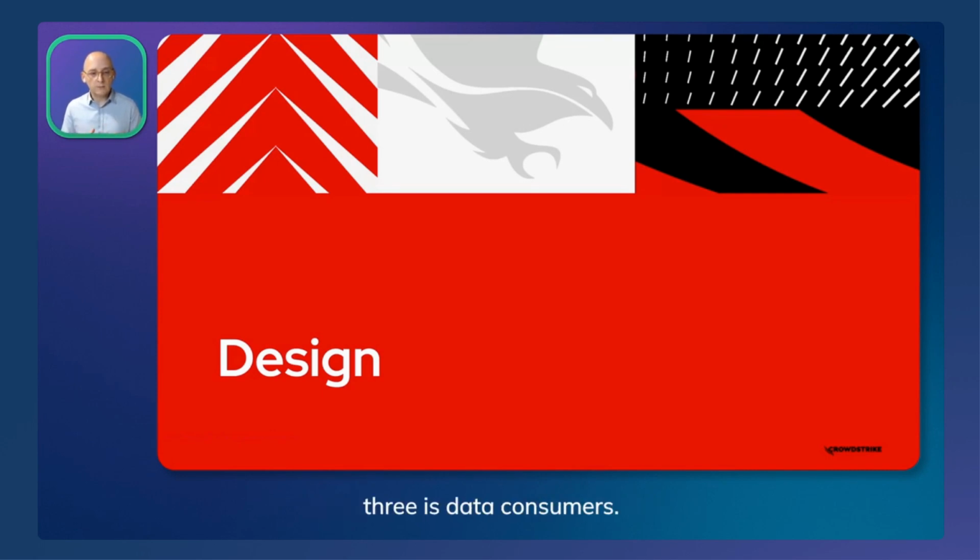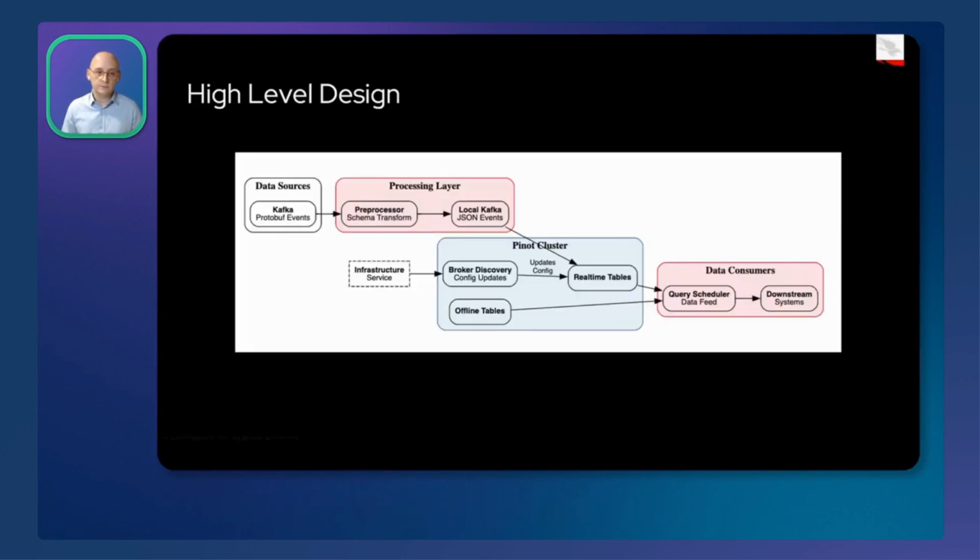So the component number four is data consumers. This is the layer that we have discussed earlier as challenge number three, where we transform point-in-time queries into continuous data streams and provide the continuous data feed to our services. So let's take a look at how those components interact with each other.